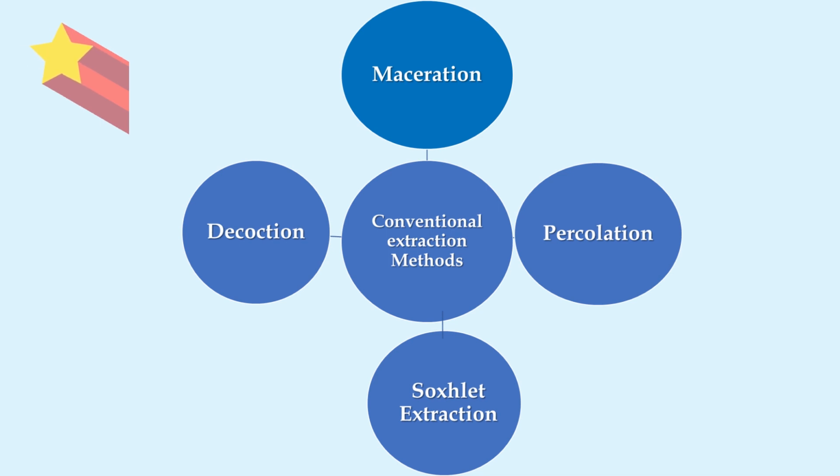Then the next one is percolation. Percolation is more efficient than maceration because it is a continuous process in which the saturated solvent is constantly being replaced by fresh solvent. In this process, the powdered drug is moistened with an appropriate amount of specified menstruum and allowed to stand for approximately 4 hours in a well closed container, after which the mass is packed and the top of the percolator is closed.